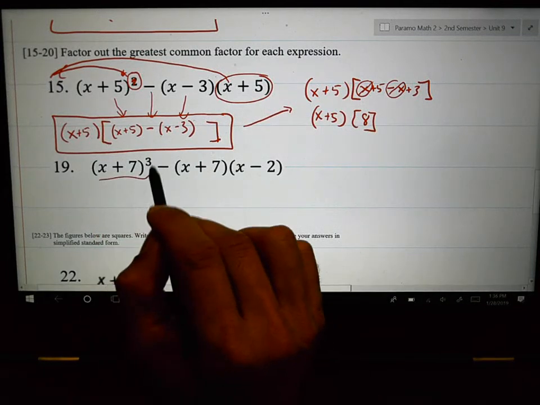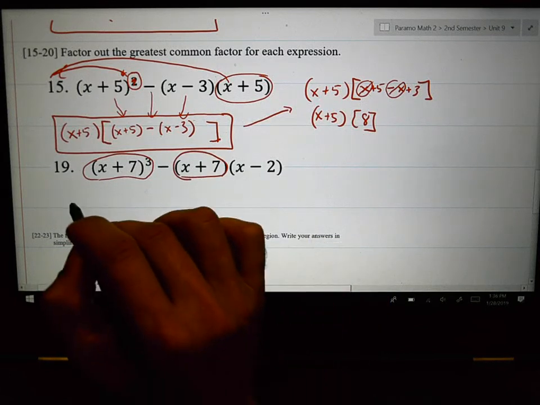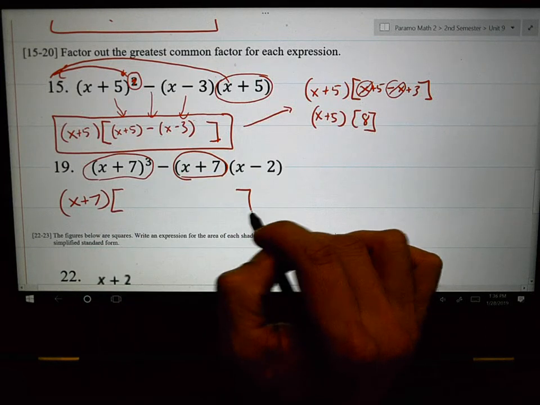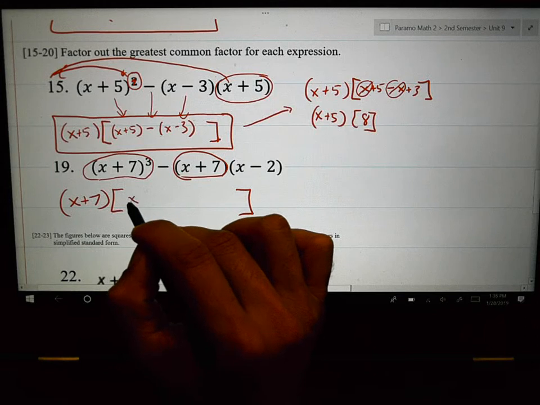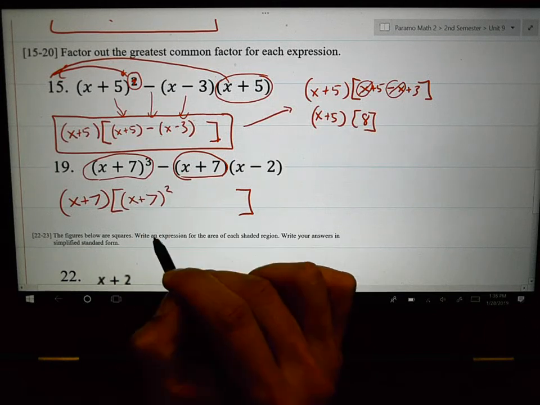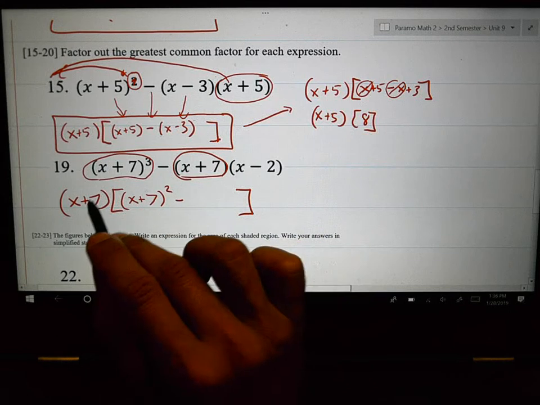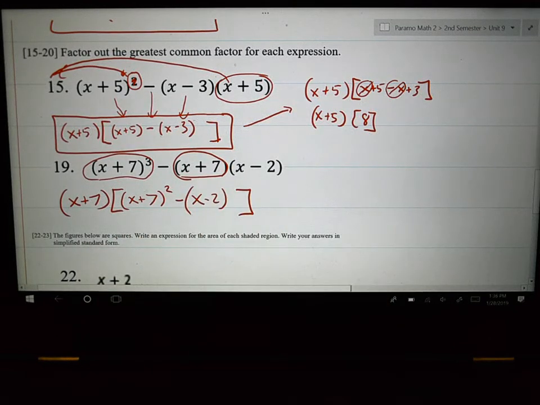I have 3 of these. I have 1 of those there. Could we treat that as the GCF? If so, what goes inside? If you pull 1 of these factors out, how many are left? I'm hoping you would see that it's squared, because this times this would make 3 minus. If you pull that out, what would be left? X minus 2. That's how you do number 19.